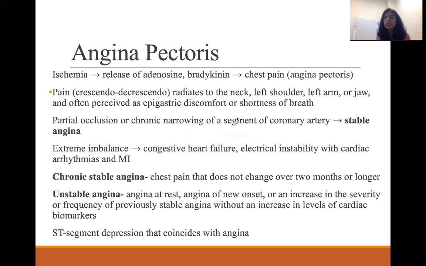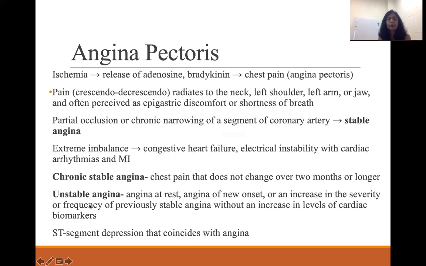All right, so partial occlusion or a chronic narrowing of a segment of coronary artery is going to lead to stable angina. Stable angina is where one can predict when the pain comes and goes, like climbing the stairs is when probably a person feels the chest pain. That is stable angina. Extreme imbalance leads to congestive heart failure, electrical instability with cardiac arrhythmias, and MI. Then chronic stable angina, we already looked at that, just pain that does not change over 2 months or longer.